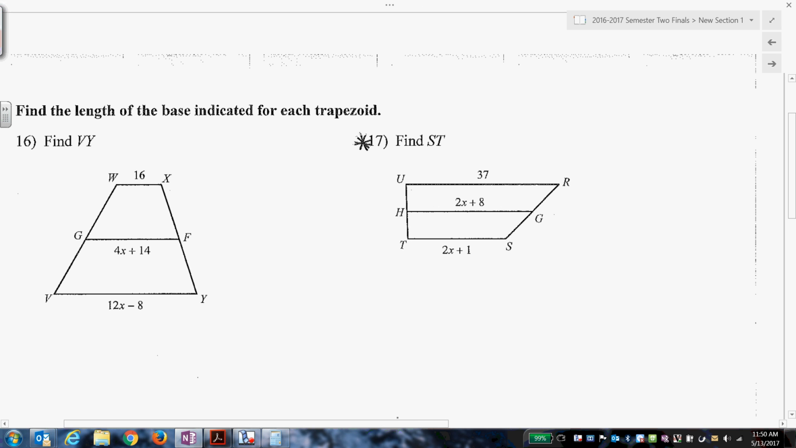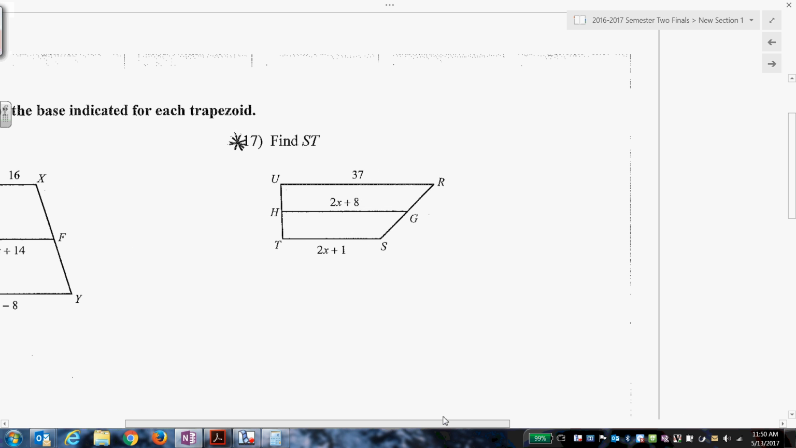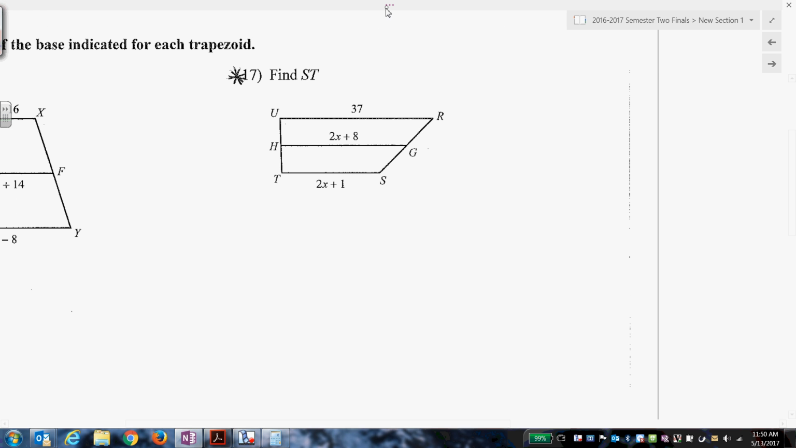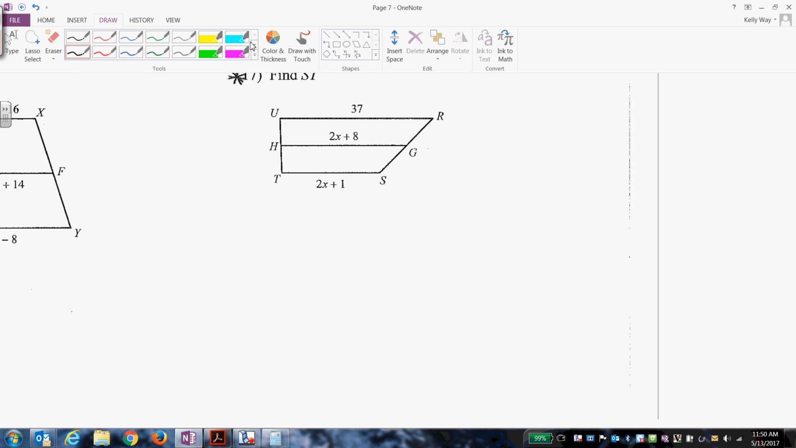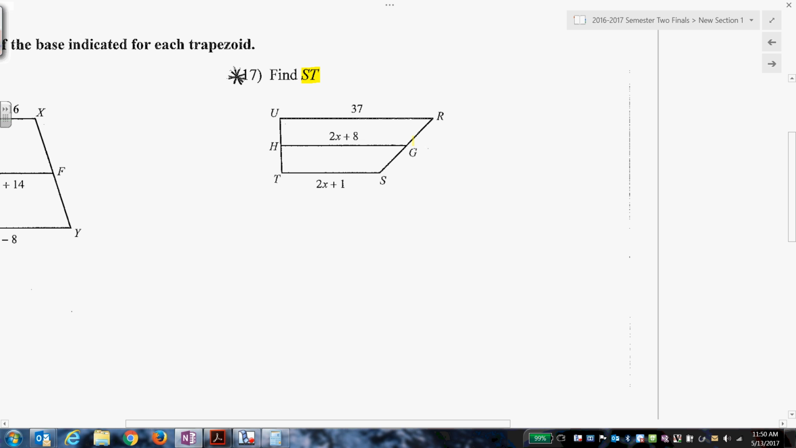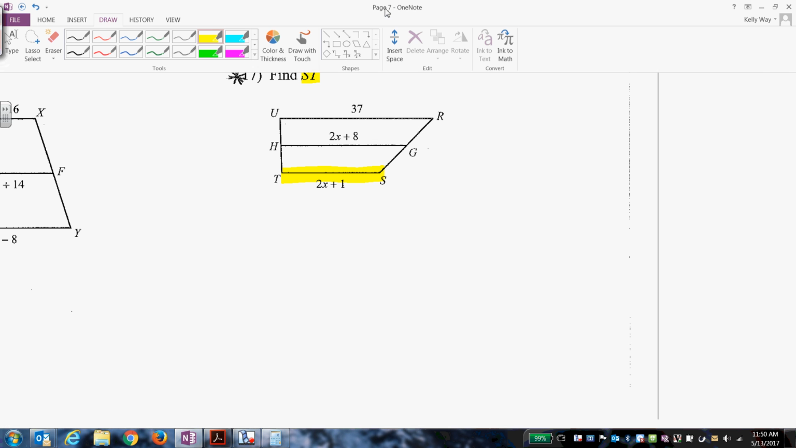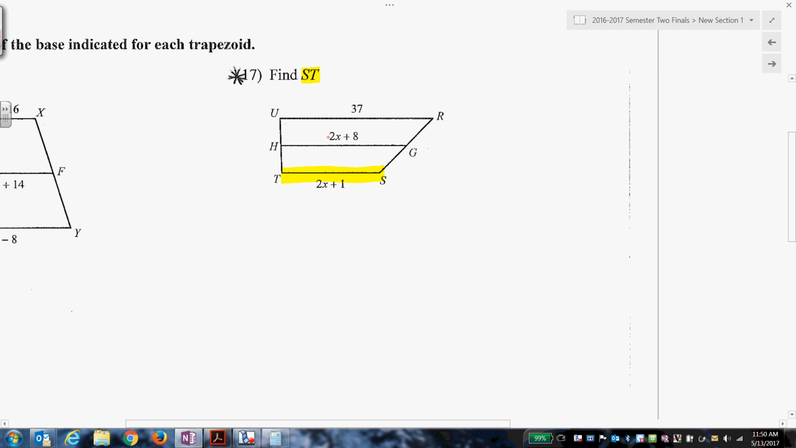Welcome back. Taking a look at problem 17, it says find the length of the base indicated for each trapezoid. Make sure you actually answer the question here and don't just solve for x. Right here, we want to find ST, and ST is that length. So before we just randomly shove the algebra around, let's ask ourselves what we have here.